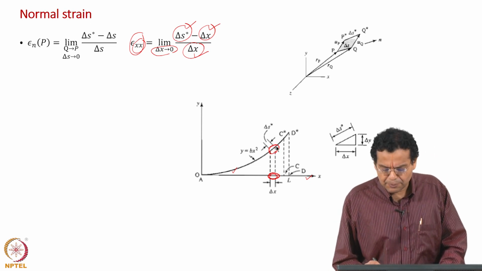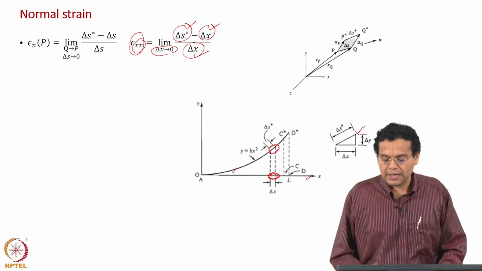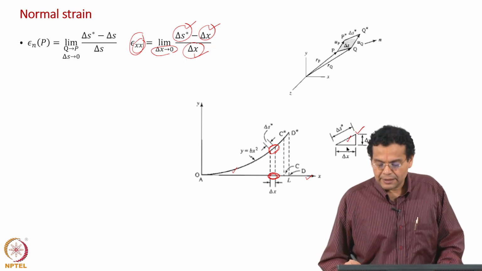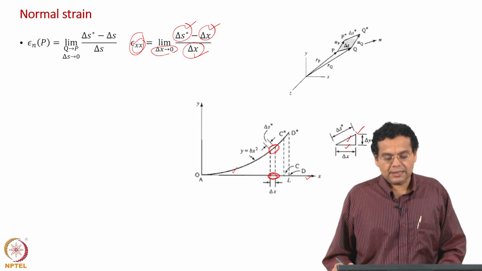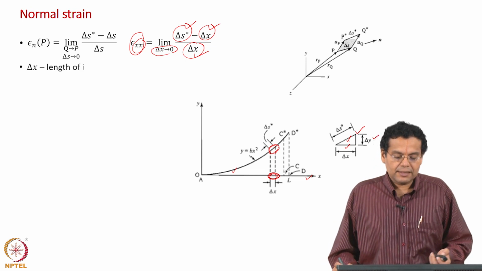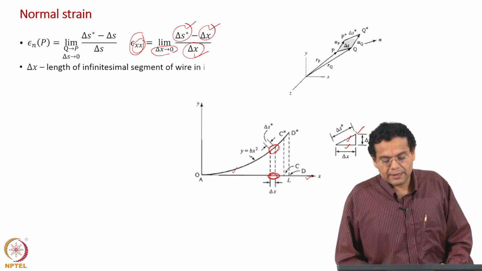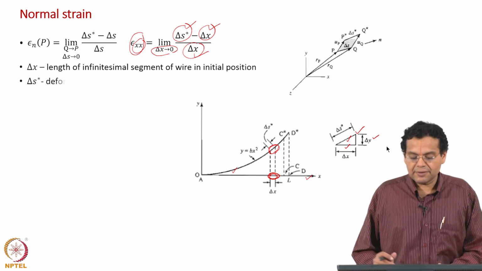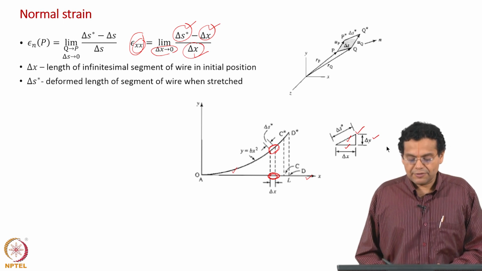Now, this portion is shown here, and because we are considering a small segment of the wire, you can approximate this delta s star to be a straight line, and the x axis distance delta x, let us call the y axis distance as delta y. Okay. So, delta x is what we have already seen, a length of infinitesimal segment, we are taking a small segment of wire in the initial position, okay, and delta s star, as we have discussed, is the deformed length of segment of the wire when stretched, which is called the final configuration.